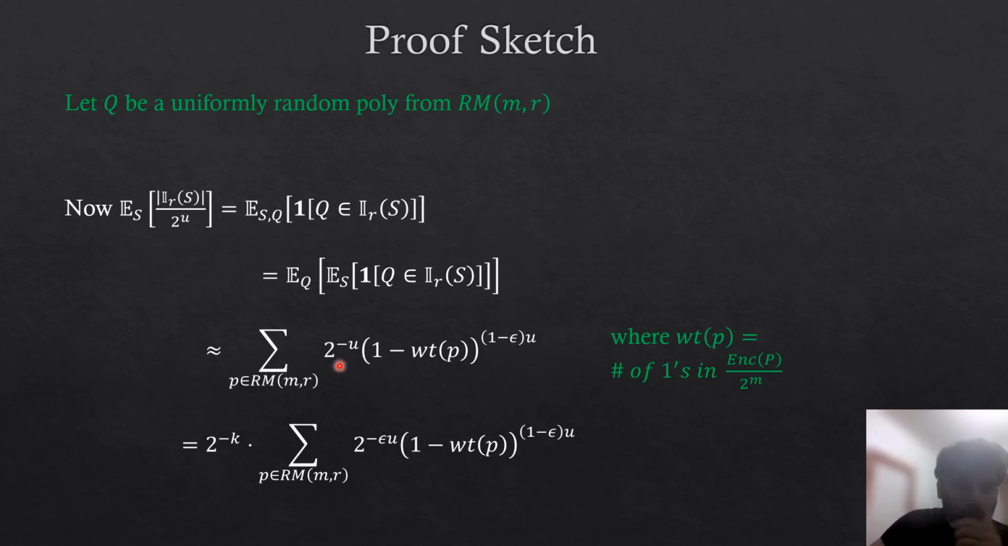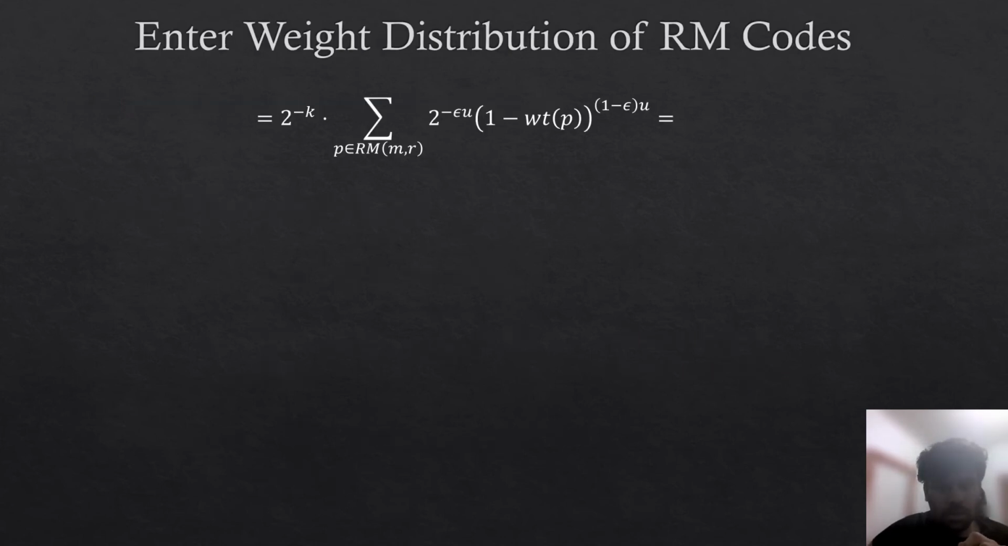And now we just manipulate this expression to look like this. So it looks like 2 to the power minus k times 2 to the power minus epsilon u, and (1 minus weight p) to the power (1 minus epsilon) u. And what we want to show is that this expression is 1 plus little o(1) to complete the proof. So let's see how we show that.